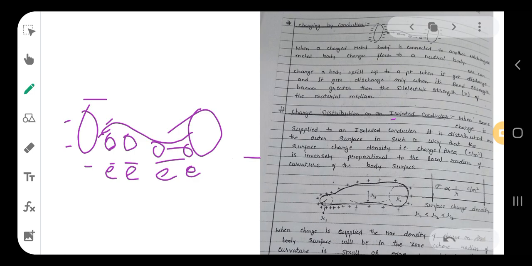In charging, the materials will be in contact, and it depends on the dielectric strength K of the material. So let us see the next one.